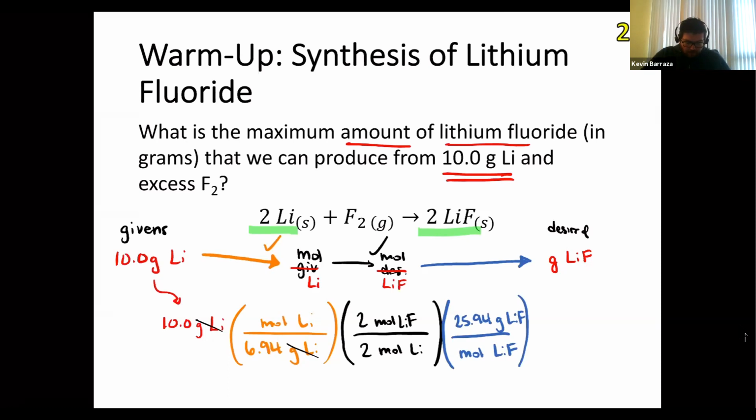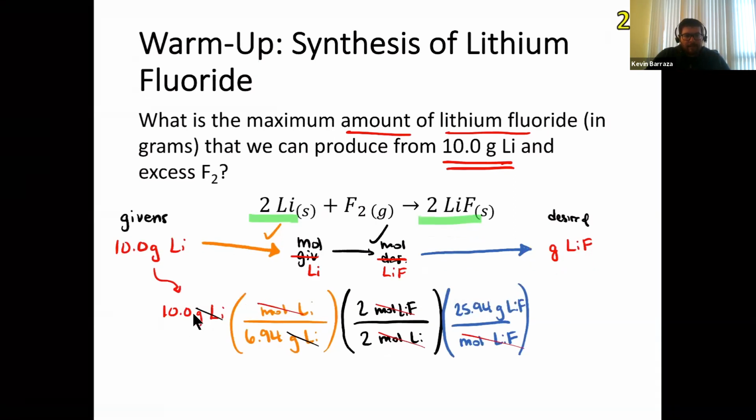So that's going to cancel with that. Oh, I forgot to cancel these. Okay, so that would be my math. There. 10 divided by 6.94, enter. Now you could do times 2 and then divide 2 just to be safe.